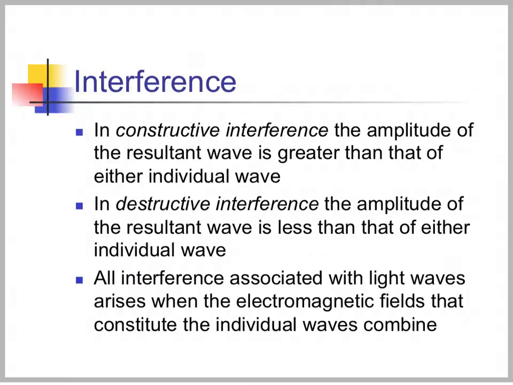Now if we remember from last semester when we talked about wave motion, in constructive interference, the amplitude of the resultant wave is greater than that of each individual wave. In destructive interference, the amplitude of the resultant wave is less than that of either individual wave. And all interference associated with light waves arises when the electromagnetic fields that constitute the individual waves combine.